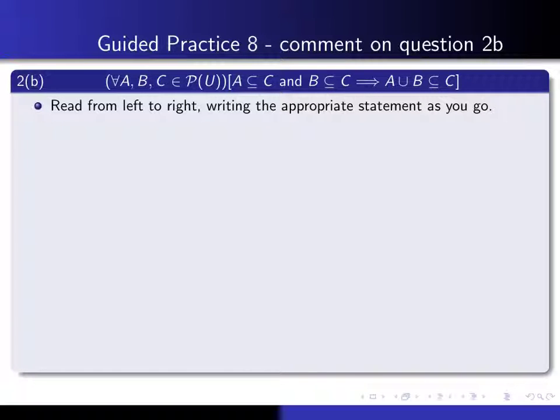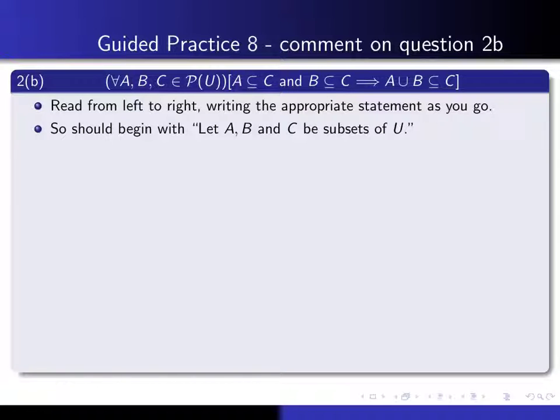As usual, you should read from left to right, writing the appropriate statement as you go. I've just finished reading what this statement actually says to you, but that's not what I mean by writing the appropriate statement as you go. I mean to say, when you're writing the proof of this statement, you should write the appropriate statement as you go.